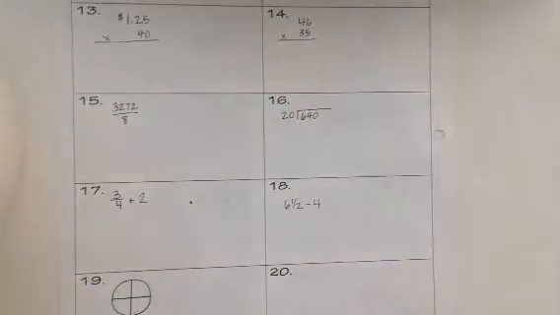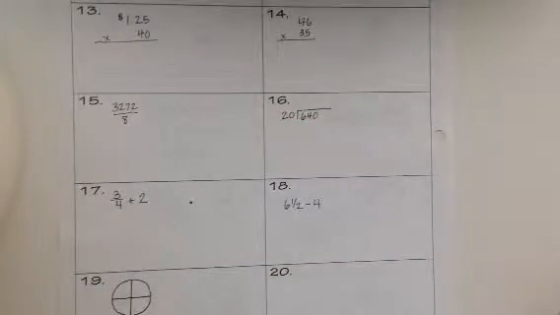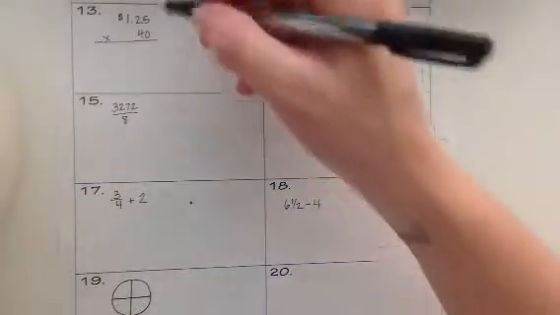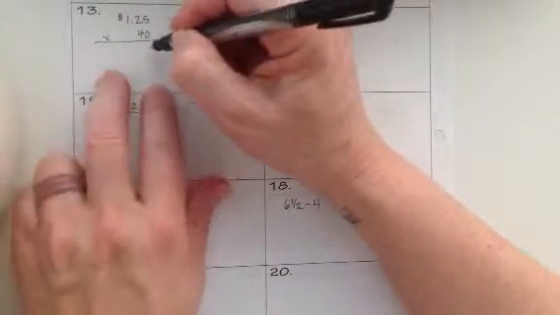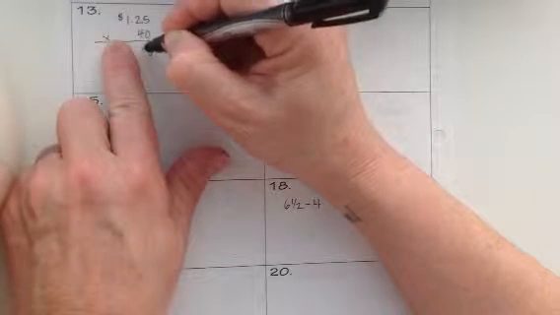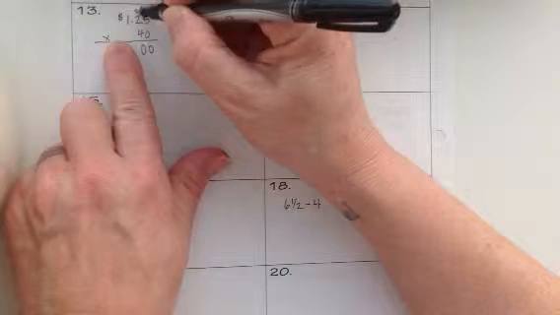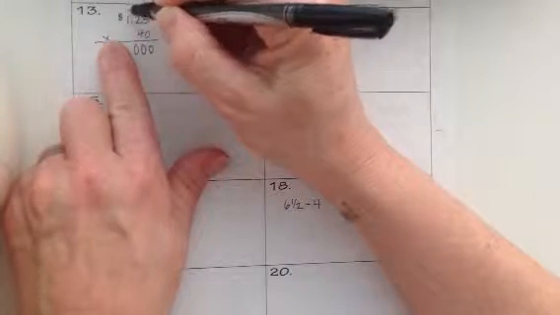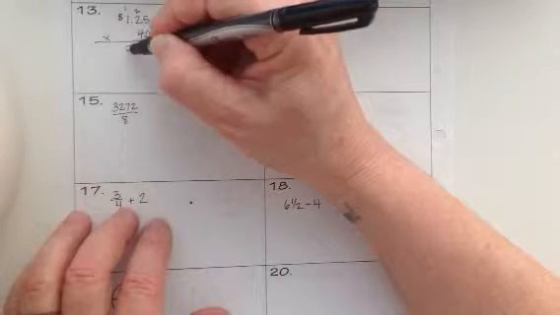All right, number 13. It gives you this problem: $1.25 times 40. Now, I could do 0, 0, 0, 0, 0, or I could just hold that place and now go to my 4. So 4 times 5 is 20, put a 0 there. 4 times 2 is 8, plus 2 is 10. Carry the 1. 4 times 1 is 4, plus 1 is 5.